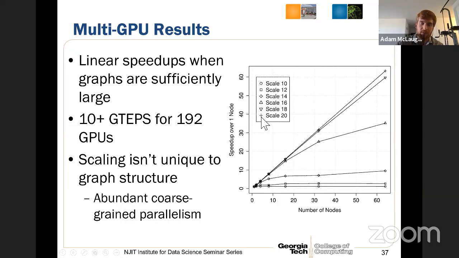By the time we get to the point where we're processing 1 million vertices, we're able to distribute enough parallel work to 192 different GPUs, and we're able to traverse 10 billion edges per second across that cluster. And this scaling isn't unique to graph structure, because it's taking advantage of the coarse-grain parallelism, which is just dependent on the number of nodes in your graph. So there's a totally abundant amount of that. As long as your graph is big enough, you can obtain linear speedup over 1 node with a cluster here, which is really good strong scaling.